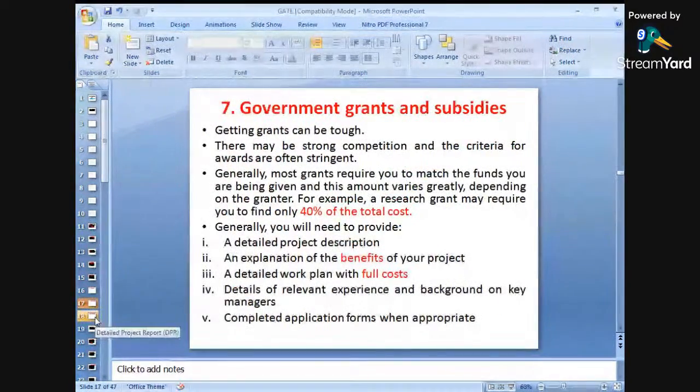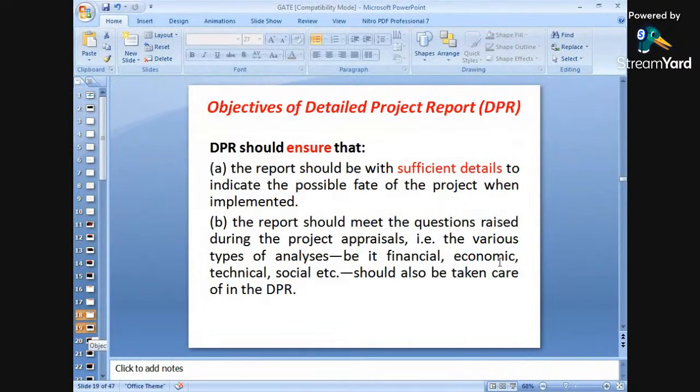Next is, what are the objectives of the detailed project report? What are the different things, the objectives related with the project report? The DPR should ensure that the report has sufficient details to indicate the possible worth of the project when implemented. What sufficient details should be considered? Sufficient details have to be related to the particular type of project while it has to be carried out, or while we have to prepare a detailed project report.